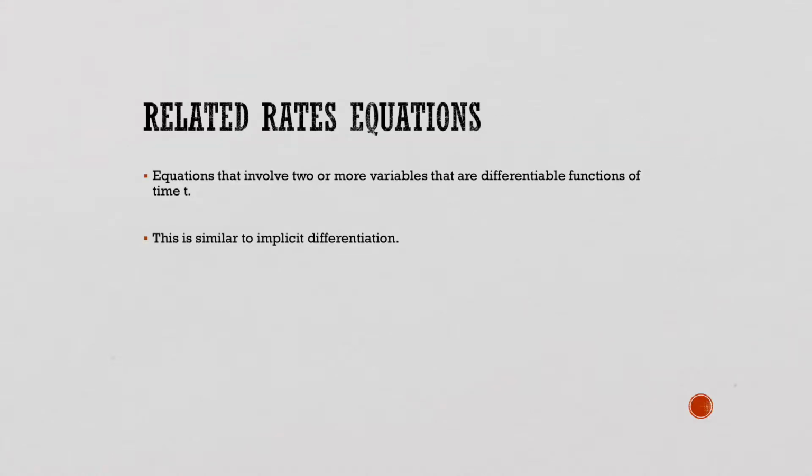Related rates equations are equations that involve two or more variables that are differentiable functions of time. This is similar to implicit differentiation because we're going to take things and differentiate them implicitly all the way across. So multiple variables, all with respect to time.